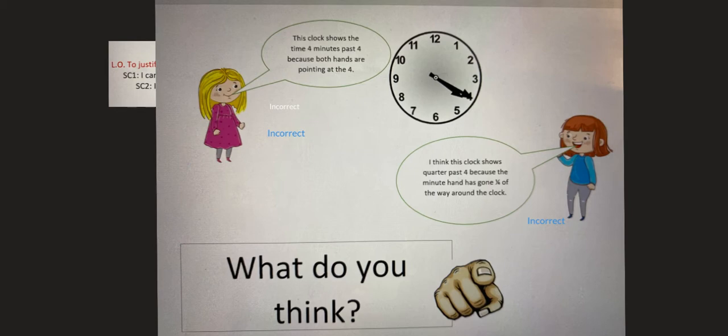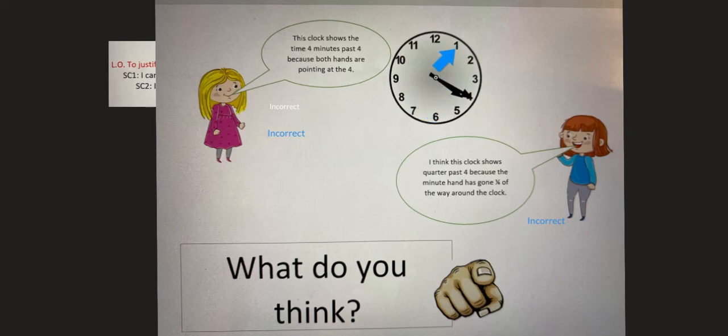So let's think about this. This child thinks that both hands are measuring on these numbers here. So she thinks that the hour hand is showing 4 and the minute hand is showing 4, therefore it's 4 minutes past 4. How do we measure minutes? We measure minutes by the numbers in between these big numbers, and we know there are 60 minutes in the whole clock. So let's use her example.